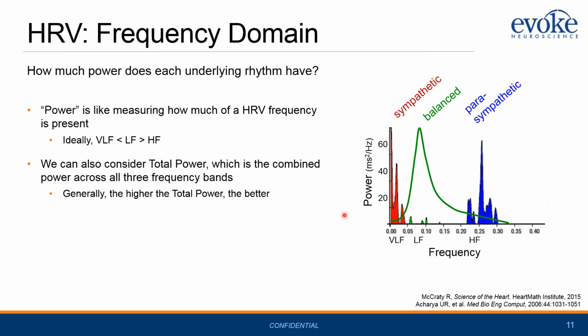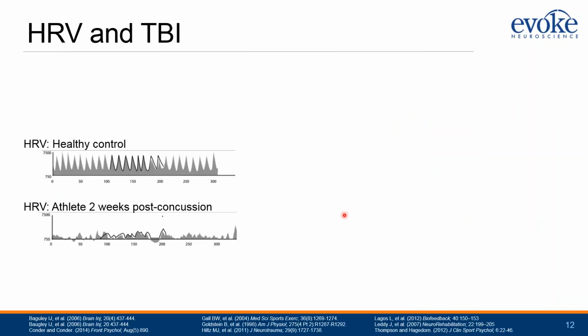Generally, we'd like to see the higher the total power, the better. And that goes hand in hand with our time domain, SCNN. So the higher the SCNN, the more variability, the better. The higher the total power, the better. All right, so why do we care about HRV when we're talking about traumatic brain injury?